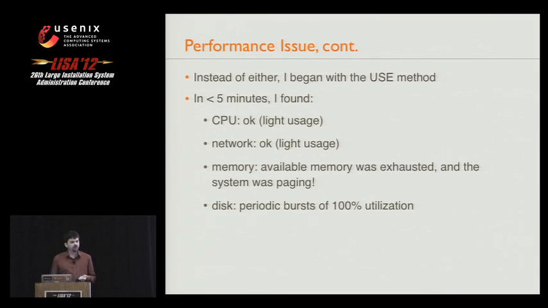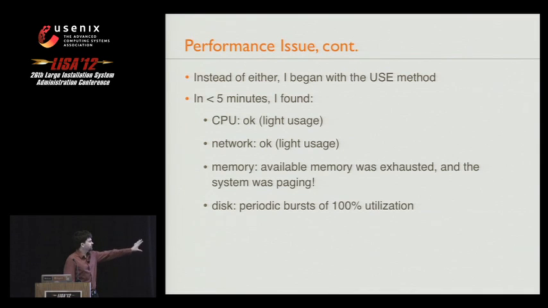I used the USE method, which I'll be covering in this talk, and in 5 minutes I found that the CPUs were okay, just like support had already found. The network was okay, just like we suspected. But memory was exhausted, and the system was paging. In Linux, you call this swapping. And the disks had periodic bursts of 100% utilization.